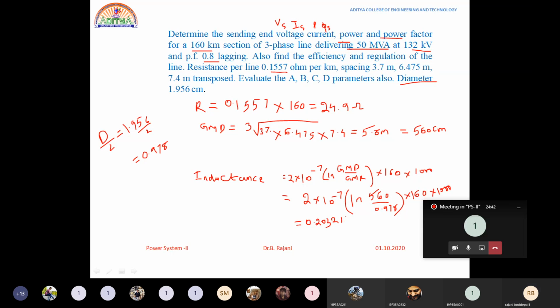Henries. So we want to find the omega L reactance. What is this omega? Omega is 2 pi f, that is 314. 314 into 0.2032 you will be getting, that is equal to 63.8. 63.8 you will be getting.